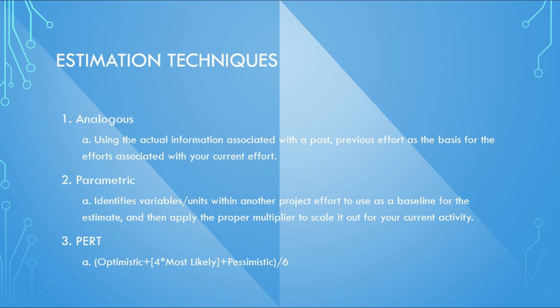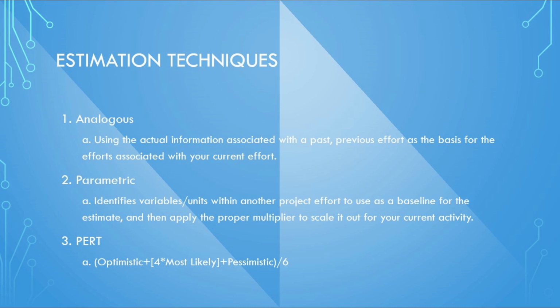For example, if a similar activity for a different project took you 8 hours, you could use that as a foundation for estimating that this activity will take 8 hours. A parametric estimate identifies a variable or unit within another project effort that can be scaled to estimate your current activity. For example, let's assume you're generating an estimate to build 6 miles of fence. Last summer, it took you 1 day to build 1 mile of fence.